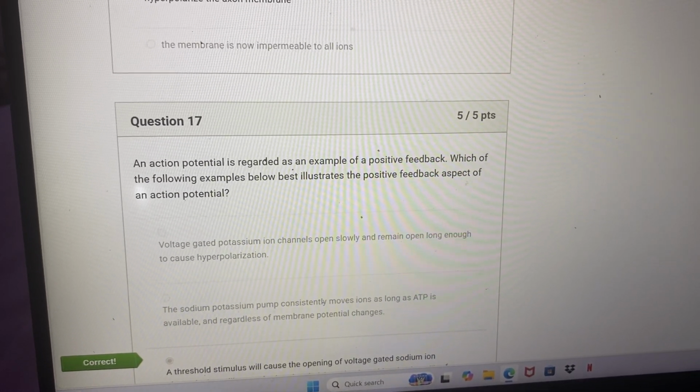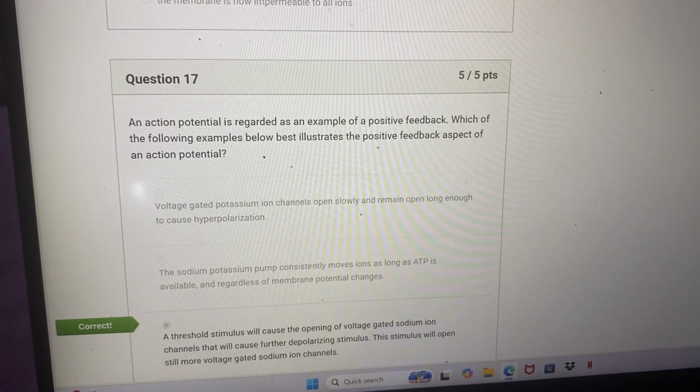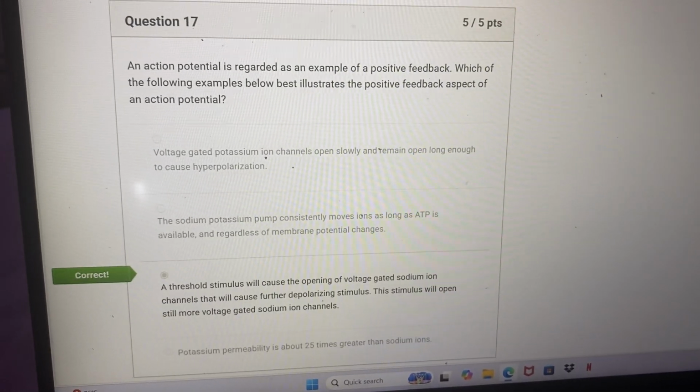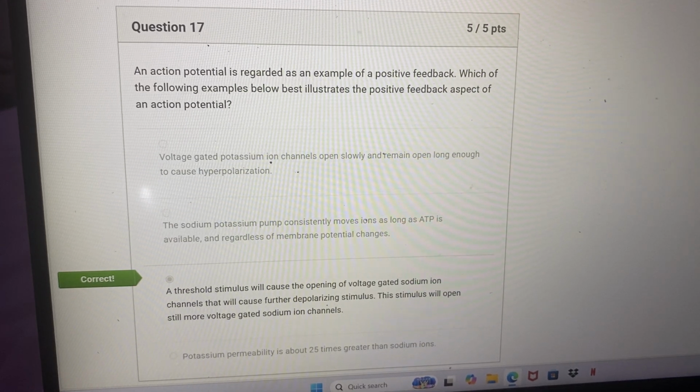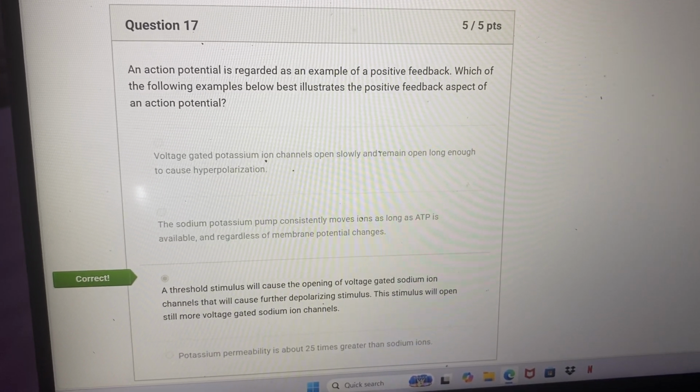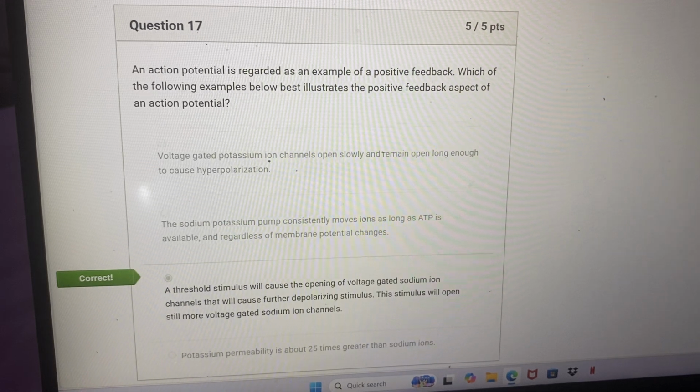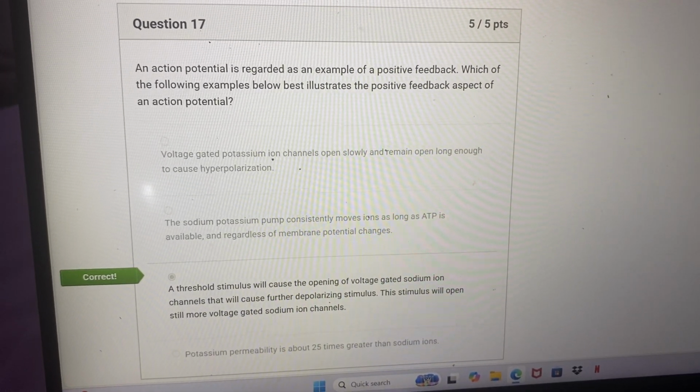Which of the following examples best illustrates the positive aspect of an action potential? A threshold stimulus will cause the opening of voltage-gated ion channels that will further depolarize the membrane. The stimulus will open still more voltage-gated sodium ion channels.